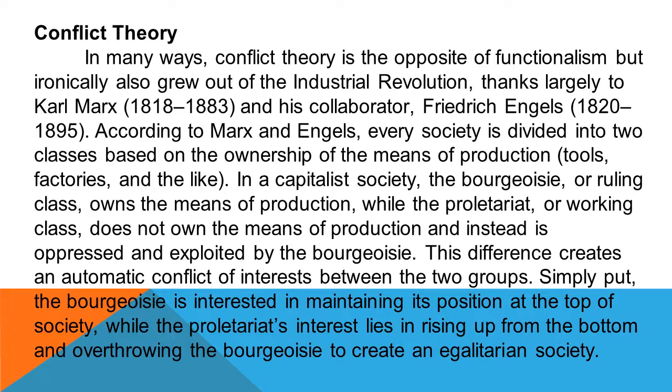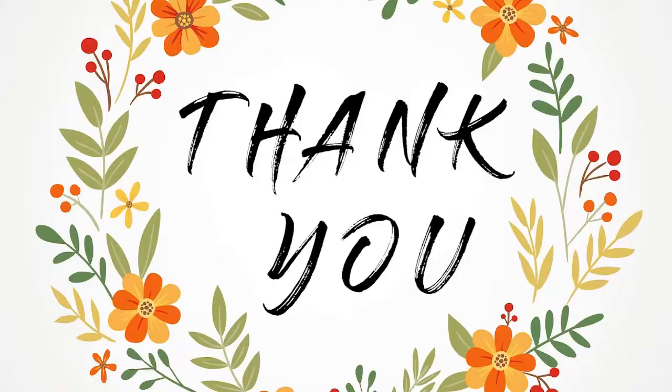This difference creates an automatic conflict of interest between the two groups. Simply put, the bourgeois is interested in maintaining its position at the top of society, while the proletariat's interest lies in rising up from the bottom and overthrowing the bourgeois to create an egalitarian society.